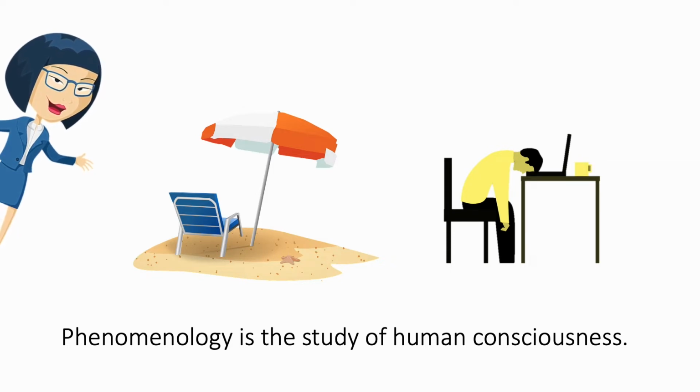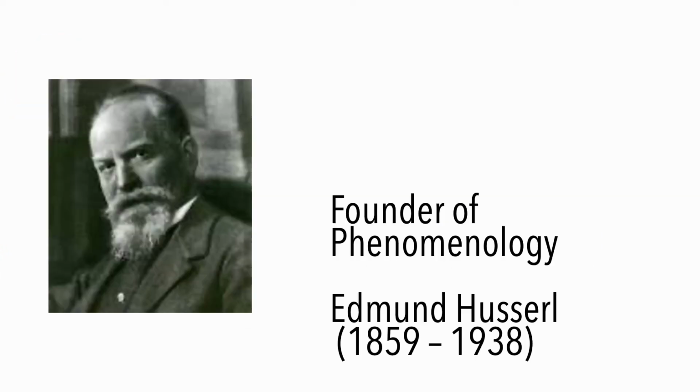In a nutshell, phenomenology is the study of human consciousness, particularly how we experience one way versus the other. Phenomenology is less concerned about the objective truth, but rather how humans perceive the objective truth around us. Want to know more? Let's take a look at the history of phenomenology.